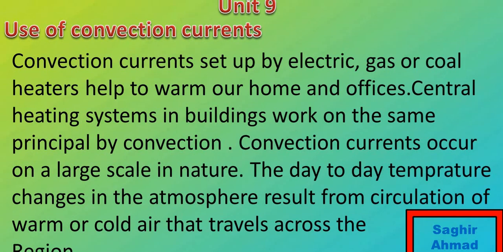Use of convection currents: convection currents set up by electric, gas or coal heaters help to warm our homes and offices. Central heating systems in buildings work on the same principle of convection. Convection currents occur on a large scale in nature. The day-to-day temperature changes in the atmosphere result from circulation of warm or cold air that travels across the region.